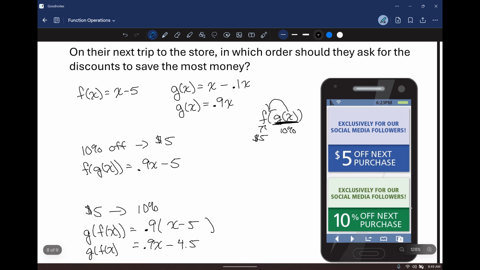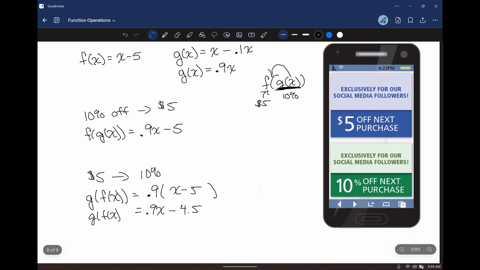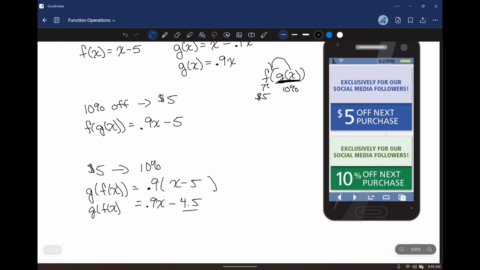So if you think about this, you're going to get 10% off your item and then only get to subtract $4.50, whereas here you would get to subtract the 5. And 90% of the bigger number is going to be bigger anyway. So this right here is the better deal. The 10% off first is the better deal.